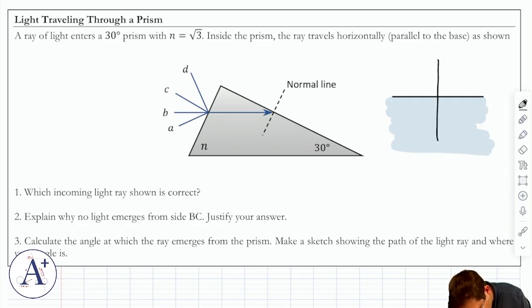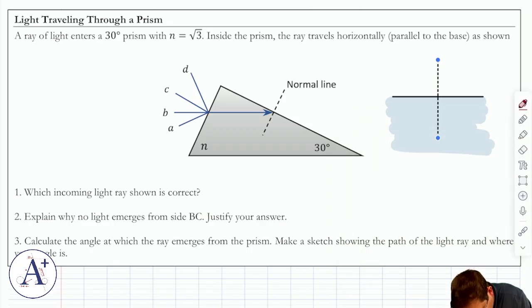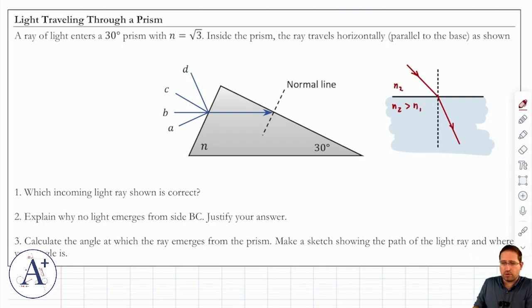Okay, we did this. We drew the normal to the surface, and then we drew a ray of light coming in. And we said, okay, well, if you enter a medium with a higher index of refraction, the light is going to bend toward the normal. Right? This angle here will be smaller than this angle here.